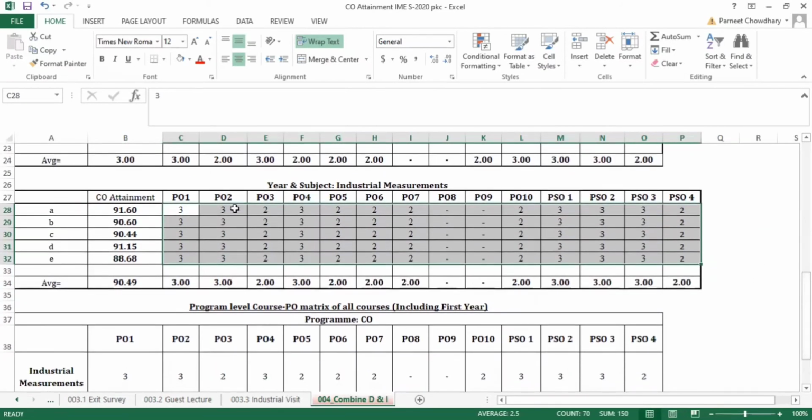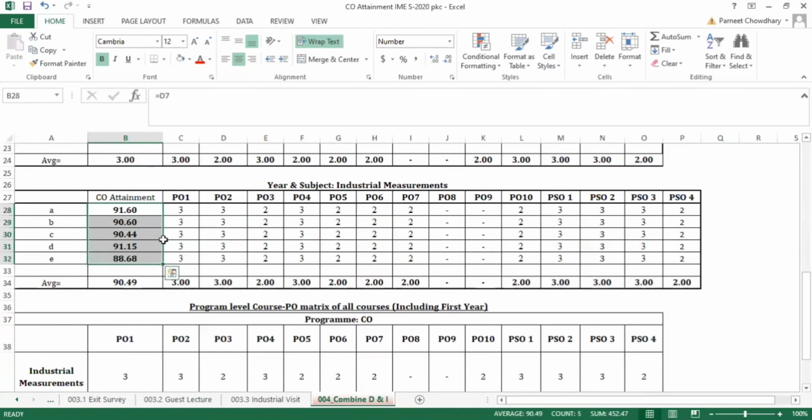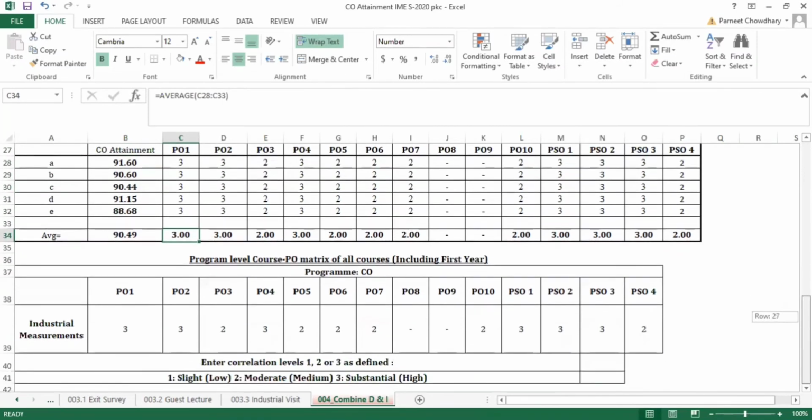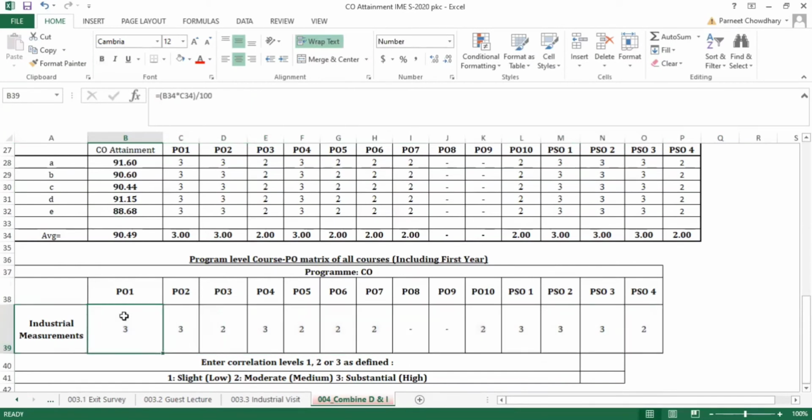Now at the bottom of this particular table, there is a row of average values. So average of CO attainment and average of respective PO and CO mapping comes here by formula itself. And this is the final PO attainment of my subject with respective POs. Now how this is coming, again you don't have to do anything because formulas are put. So here you see PO1. At what level that PO1 is achieved by this subject, industrial measurement.